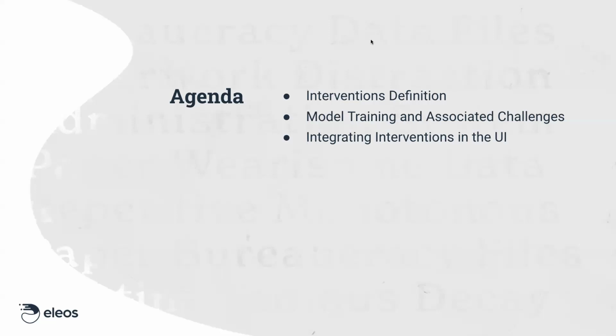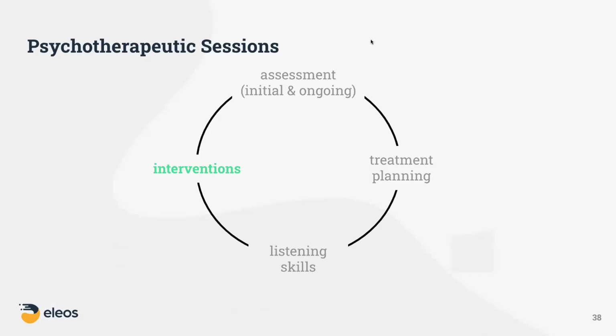I'm going to talk about what interventions are. Amit touched on it briefly, but I'm going to go a bit deeper, not too much. Then I'm going to go into some challenges of training a model for interventions using our data, and how it looks in the end for the user. Also, Amit touched upon it, but I'm going to highlight interventions there.